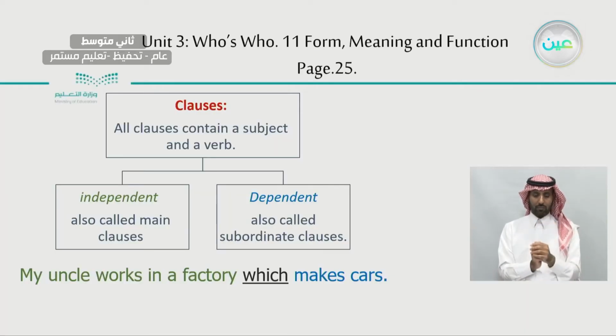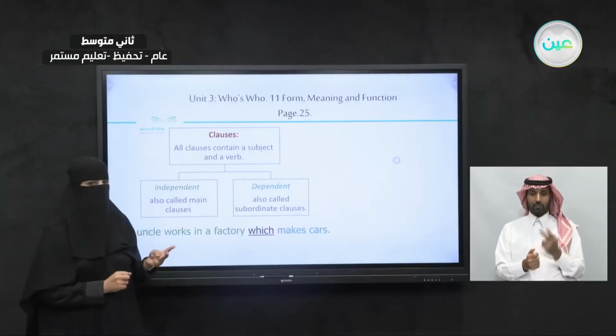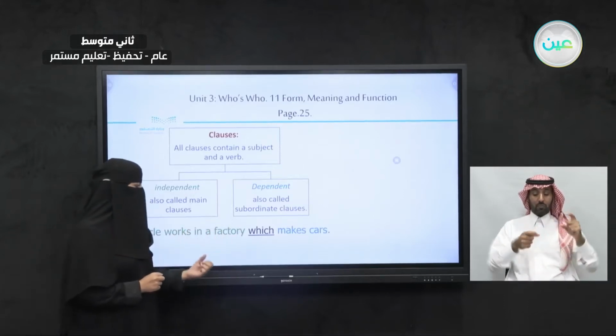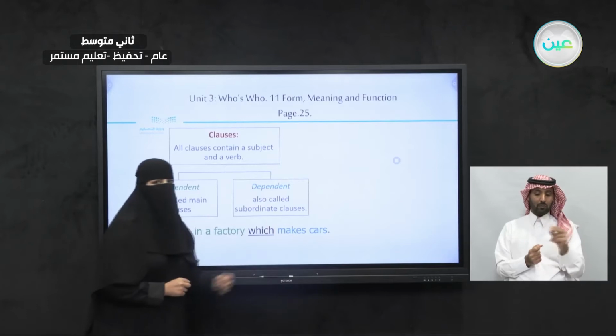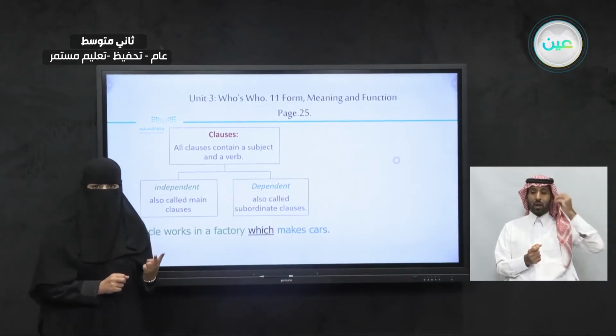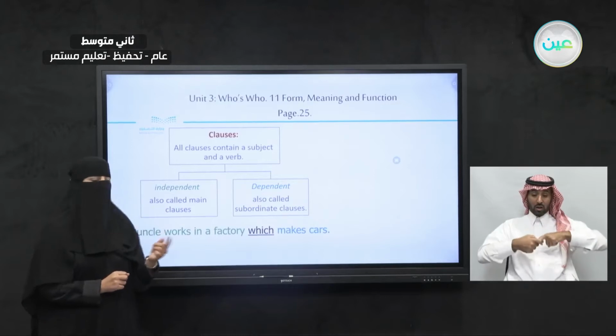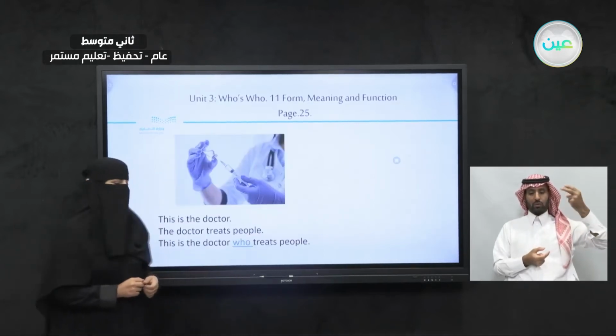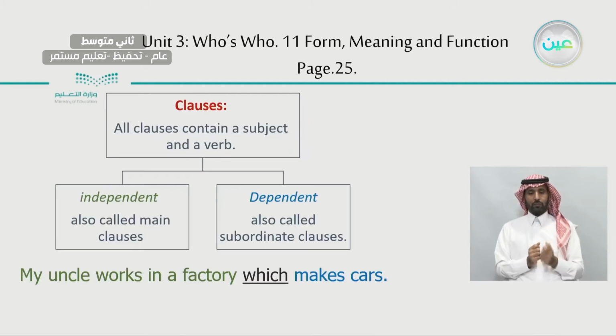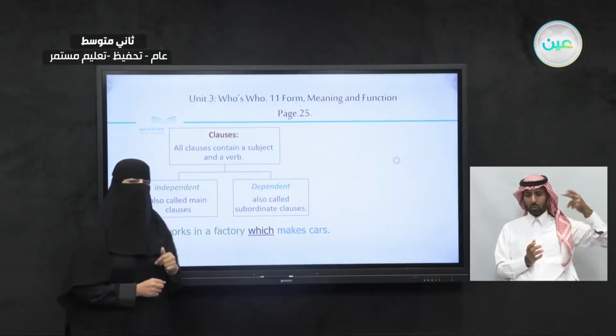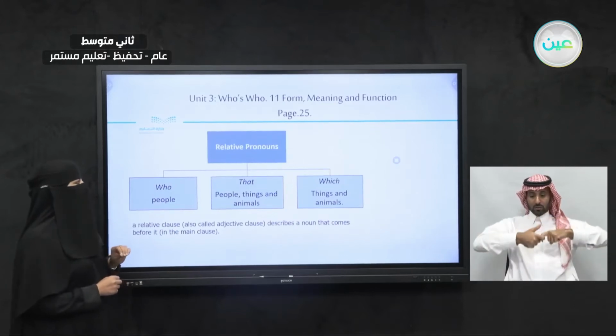Let's take a look here. We have this example. My uncle works in a factory which makes cars. Now, we can use two sentences. My uncle works in a factory and the factory makes cars. But instead of using two sentences, we combine them in one and we use the word which. Let's take a look at other words. We saw the word who, which. Now let's take a look at this chart and understand more.